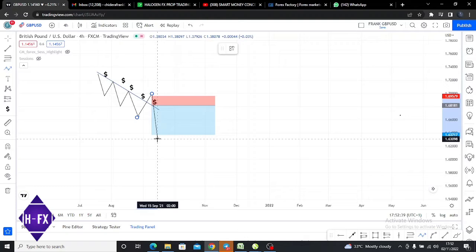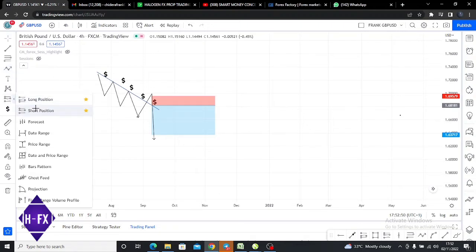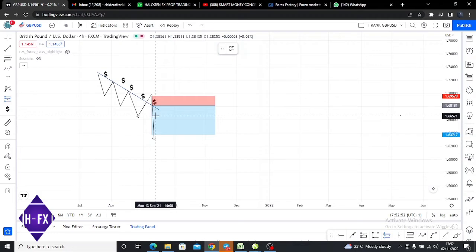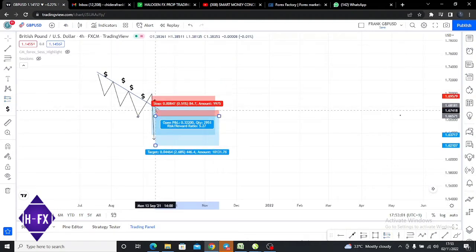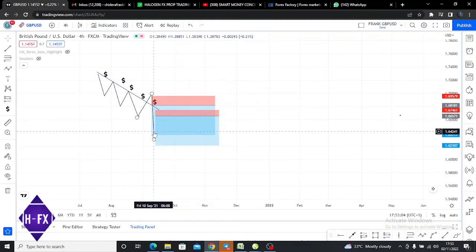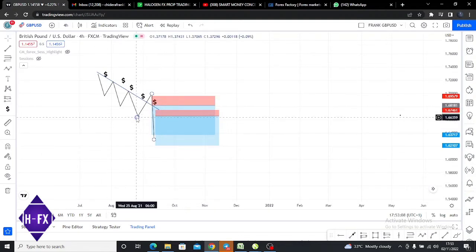And when the sellers have been taken out, mind you, there are some retail traders that trade the break and retest strategy. They want to continue to sell the market since it is already in a downtrend. Those trading the break and retest strategy will place an order here, leaving their stop loss above that previous support that was taken out.